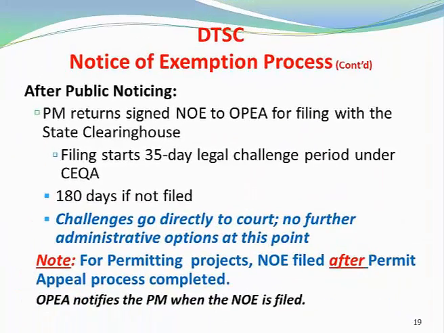Upon project approval, the signed notice of exemption is returned to OPIA using the EnviroStor request to file the document with the state clearinghouse. Filing of the NOE with the state clearinghouse starts the 35-day legal challenge period under CEQA. It's very important that you return the final signed NOE to our office as soon as the project is approved to start the 35-day legal challenge period on DTSC's project approval.